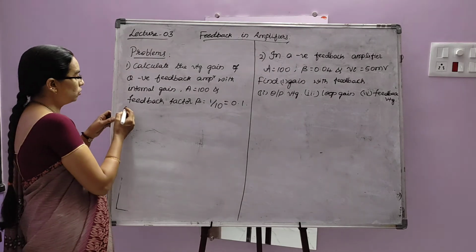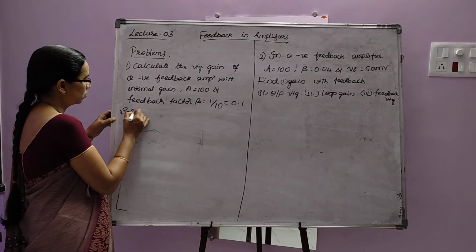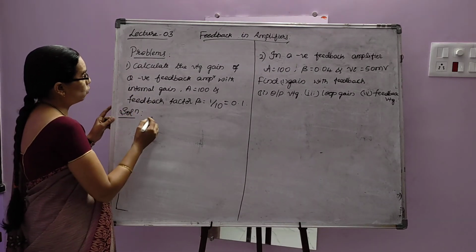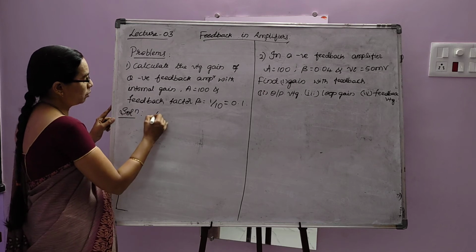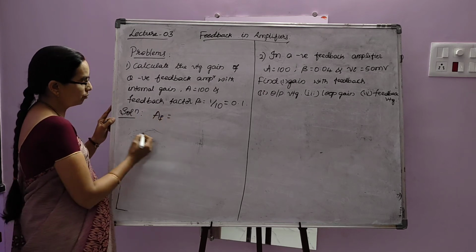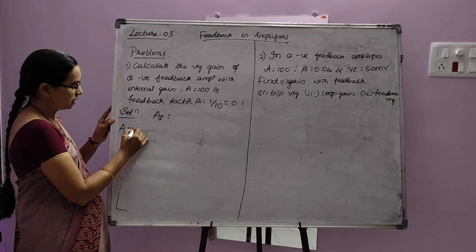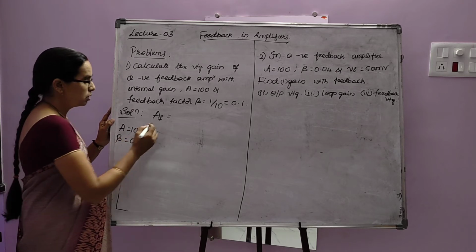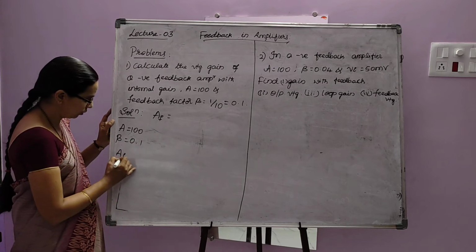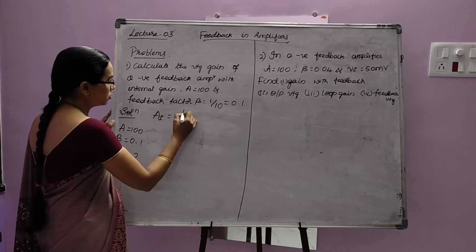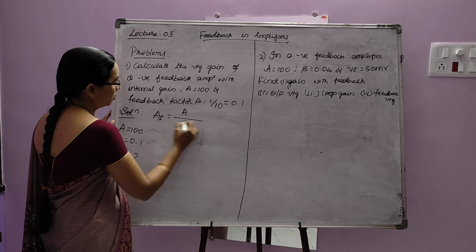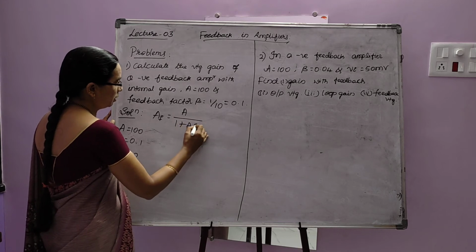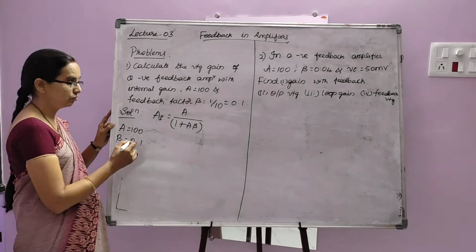Okay. So solution, calculate the voltage gain of negative feedback amplifier. We have to calculate AF. A is given, that is 100, and beta is given, that is 0.1. So AF we have to find out. AF is equal to A by 1 plus A beta. This is the formula derived.